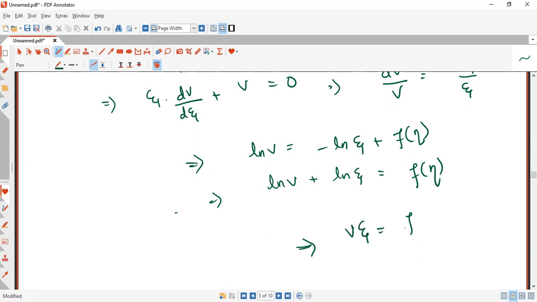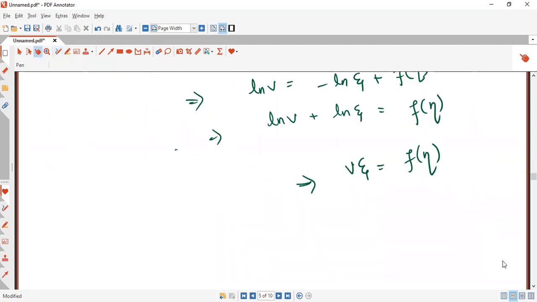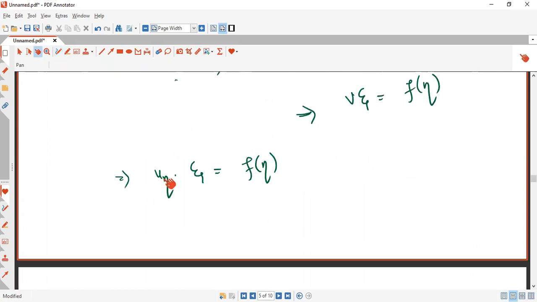V xi as a function of eta. Or just write f eta as log of f of eta. It won't matter, right? Then log will get cancelled out. Basically, on the right hand side, you will get a function of eta only. What is v here? U eta, just replace it. Now I have to integrate this with respect to eta to find u, correct? So what I'll do is just keep u eta over here and take the other terms to this side.